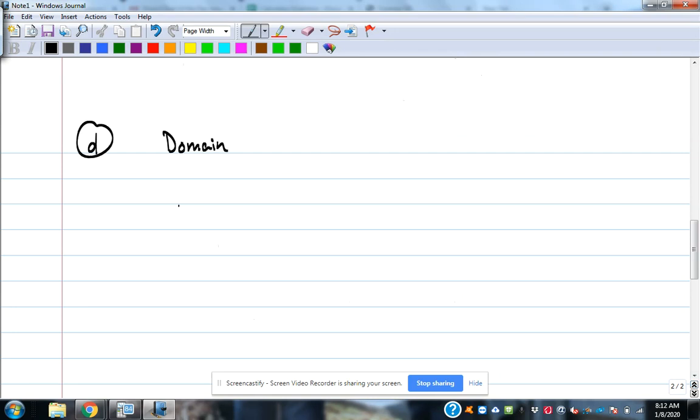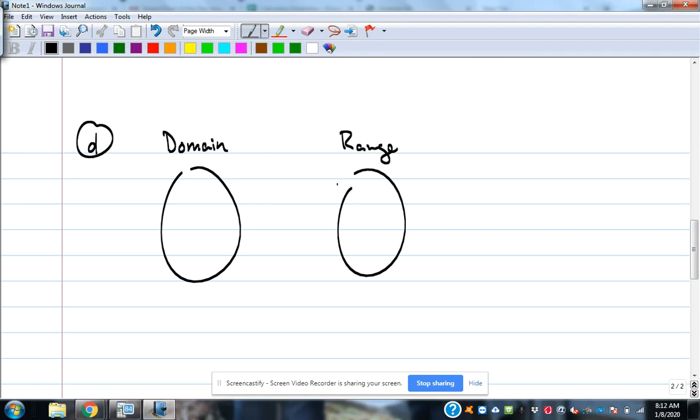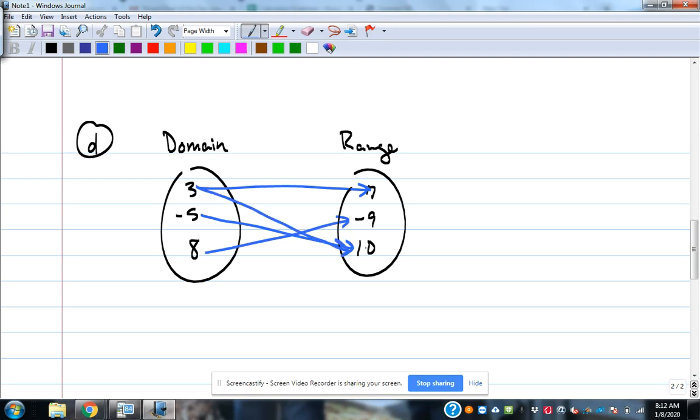Domain bubble, range bubble. 3, -5, 8, and 7, -9, and 10. So the mapping draws the arrow from 3 to 7. Let's do -5 to 10, 8 to -9, and then 3 also goes to 10.